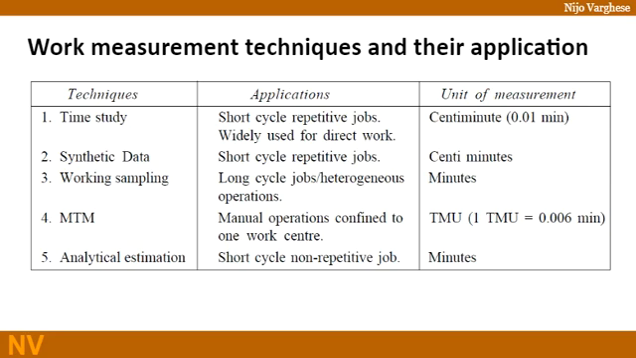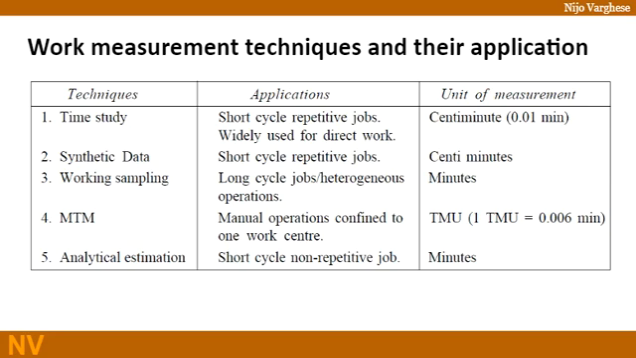Work sampling is suitable for long cycle jobs, a work which is not for a short period of time. If a job is of a long period of time and the jobs are heterogeneous in nature rather than homogeneous, then work sampling is the suitable method. The unit of measurement is minutes.